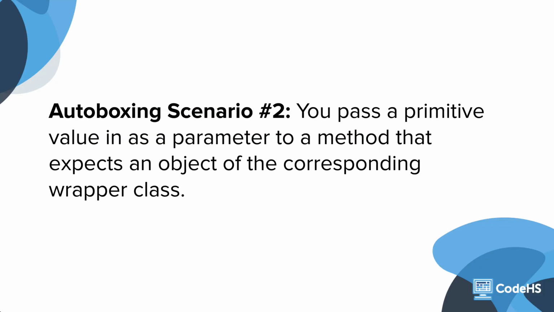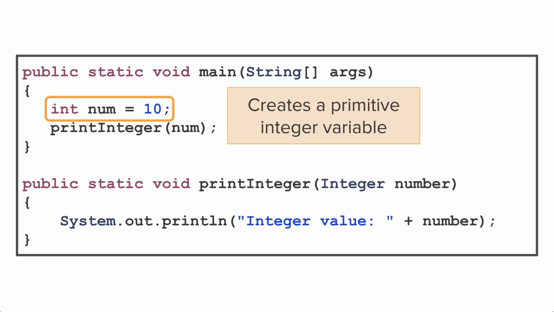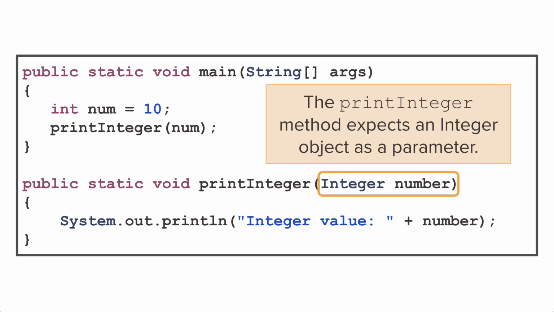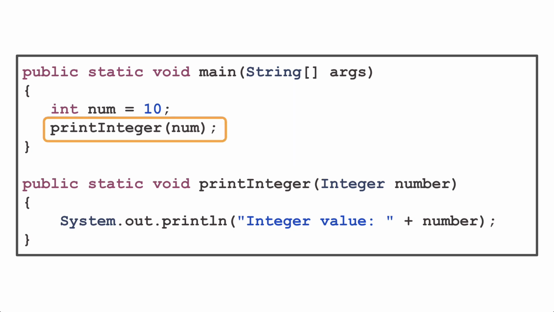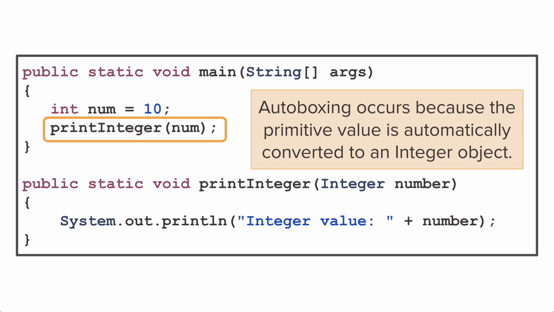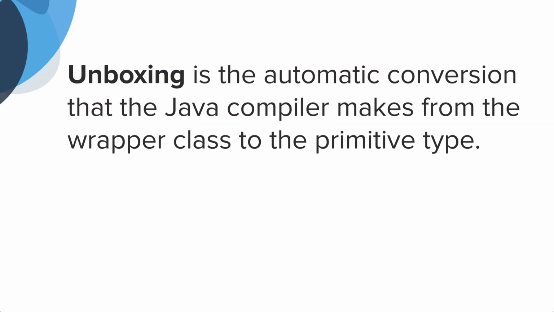The second scenario of autoboxing is when you pass a primitive value in as a parameter to a method that expects an object of the corresponding wrapper class. In this example, this line creates a primitive integer variable called num. The printInteger method expects an Integer object as a parameter. So when you call the printInteger method and pass in the variable num, autoboxing occurs because the primitive value is automatically converted to an Integer object.